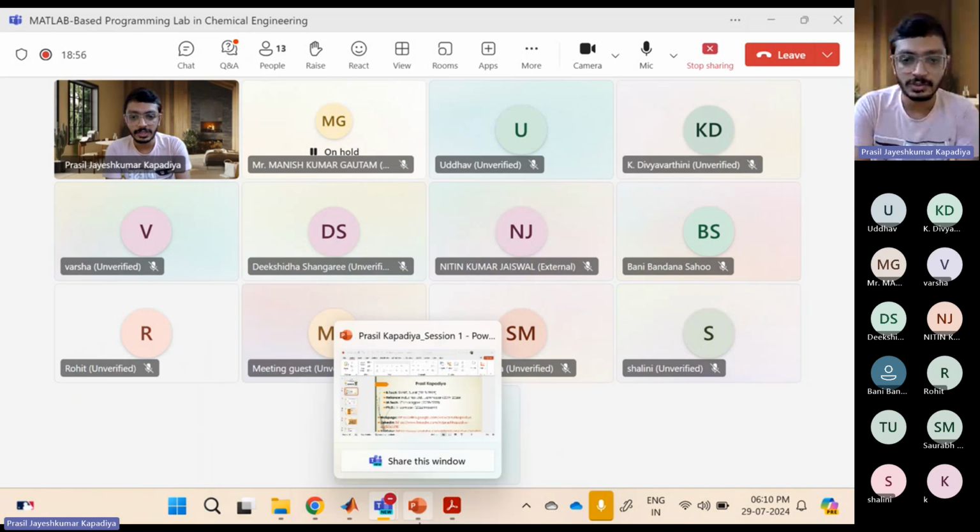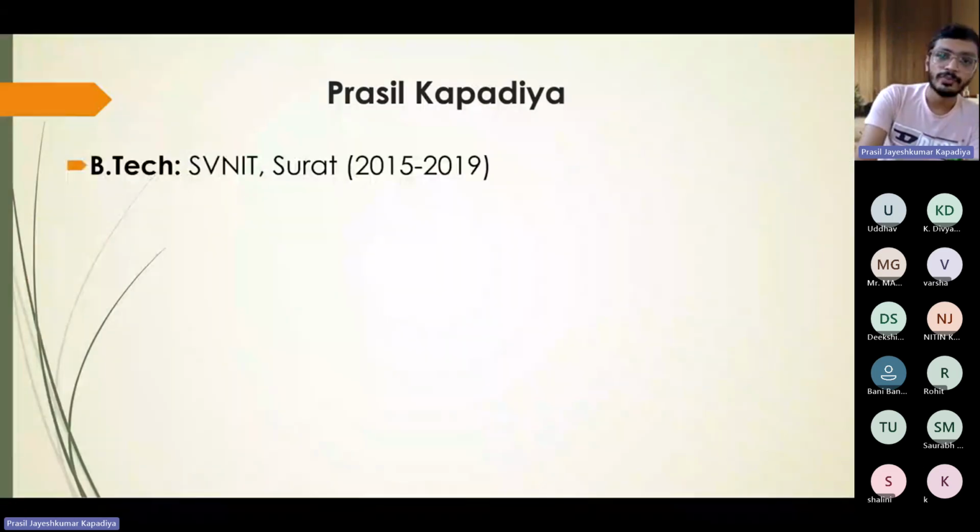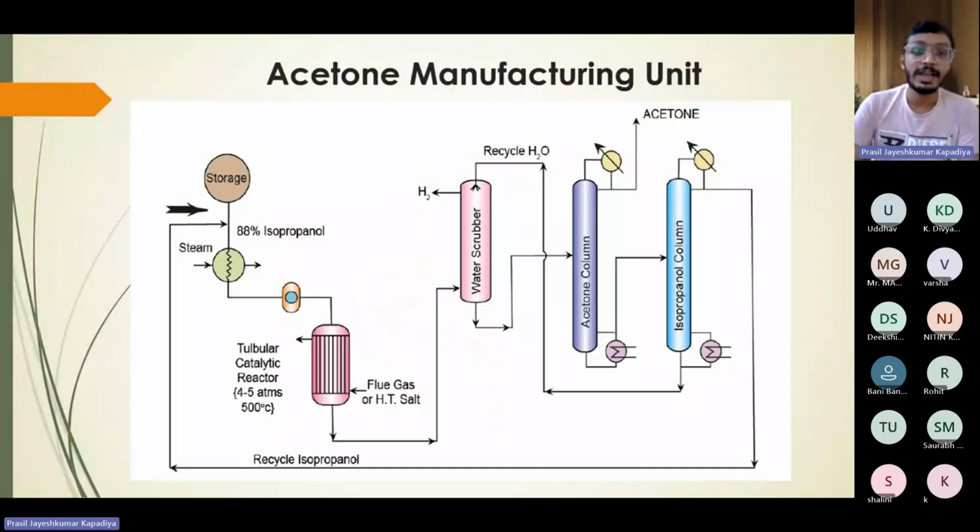Okay, I guess no one is willing to say. So I will show you one example, that is the acetone manufacturing unit. Acetone is manufactured from dehydrogenation of isopropanol. The reaction is isopropanol getting converted into acetone plus hydrogen. This is a gas phase reaction, and it occurs at high temperature and pressure. Pressure is generally 3 to 4 atmospheres and temperature is 400 to 500 degrees Celsius.